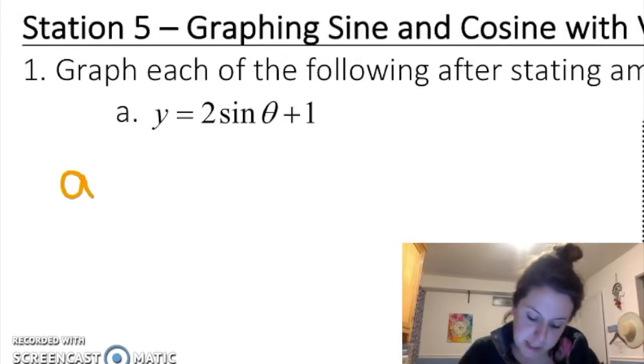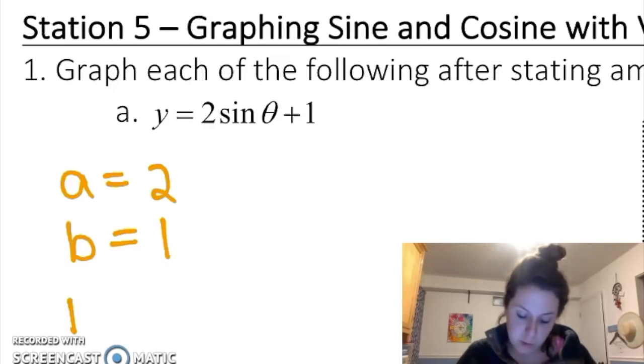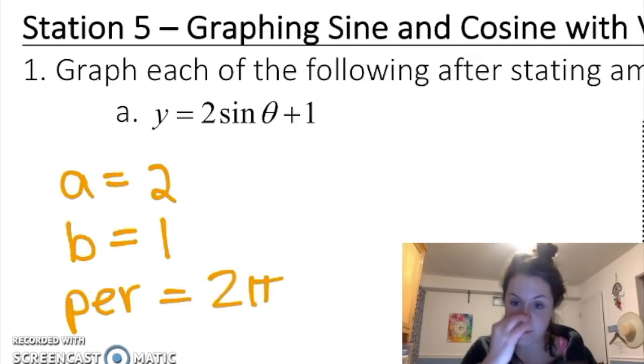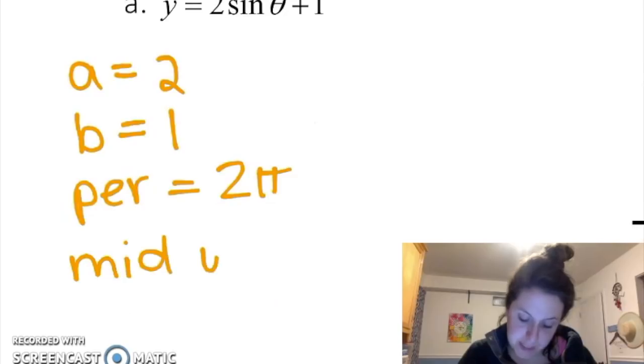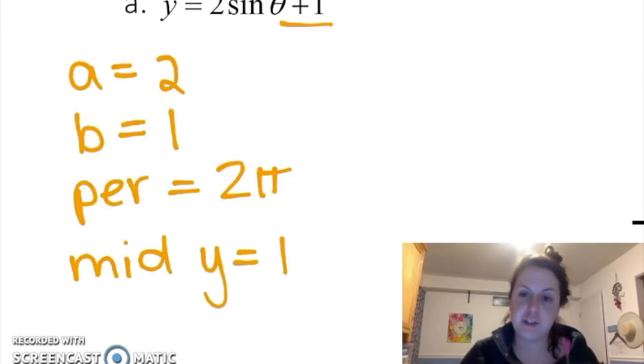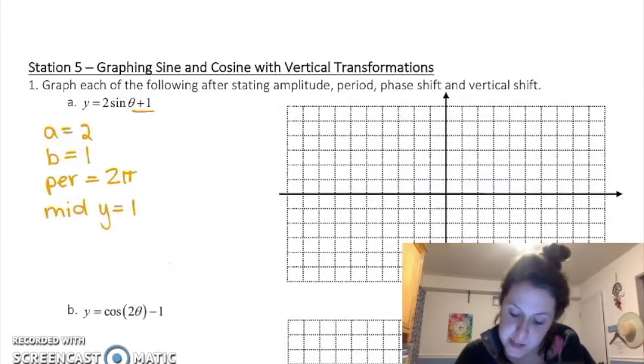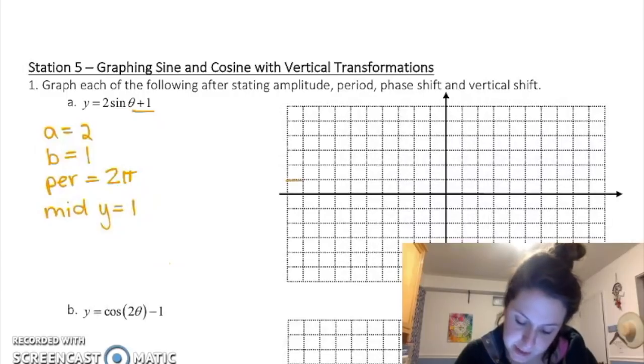So amplitude equals 2, frequency equals 1, which means the period is 2 pi over 1, or 2 pi. And then the midline is at y equals 1, because this is shifted up 1, right? So I'm going to start by putting my midline on here. And I just kind of do a dotted line.